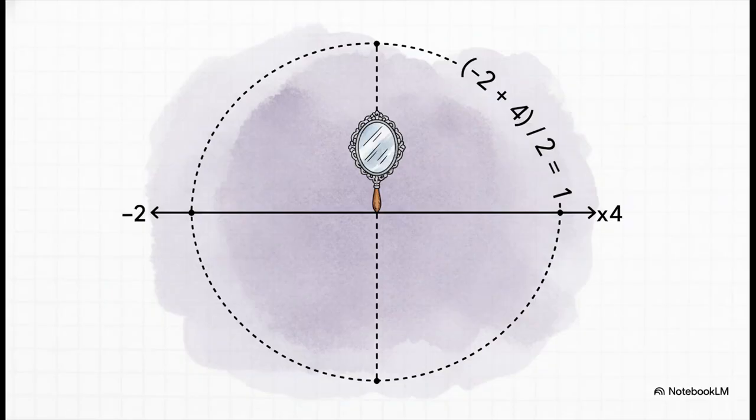Now for step 2, the axis of symmetry. Remember what we said? A parabola is a perfect mirror image. So that center line has to be exactly halfway between our two intercepts. All we have to do is find the average. So negative 2 plus 4, that's 2. Divide that by 2, and you get 1. So our vertical line of symmetry is right at x equals 1.